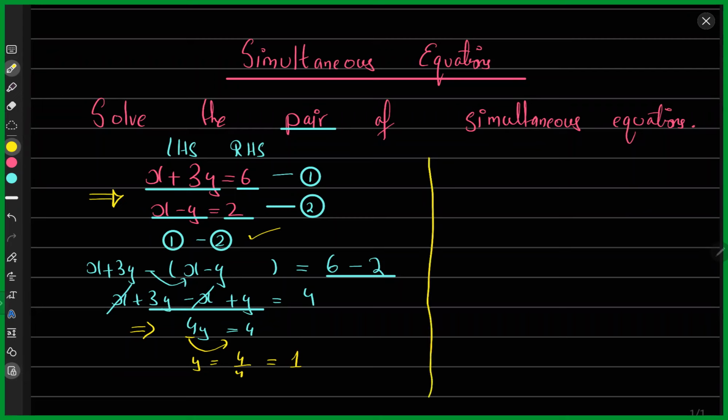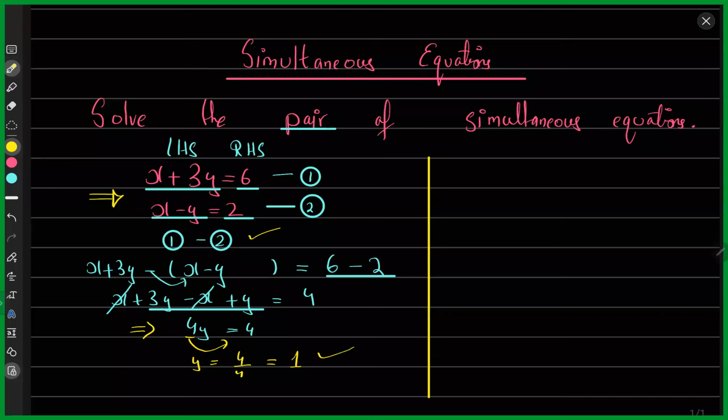Please don't worry. This is the very first example. This idea would get clear in some time. Just relax, okay? The question was to solve the pair of simultaneous equations. Whenever you have been asked to solve any equation, that means you need to find out the value of all the variables in those equations. Here we have two variables. We got the value of one variable.